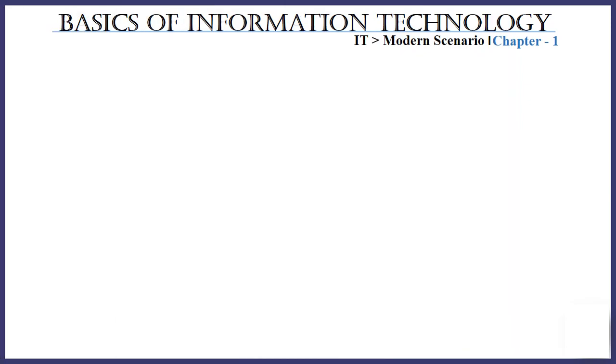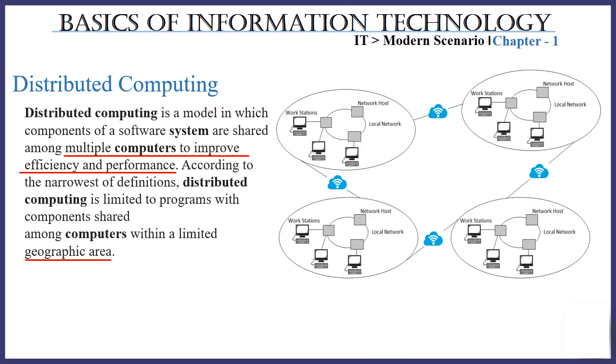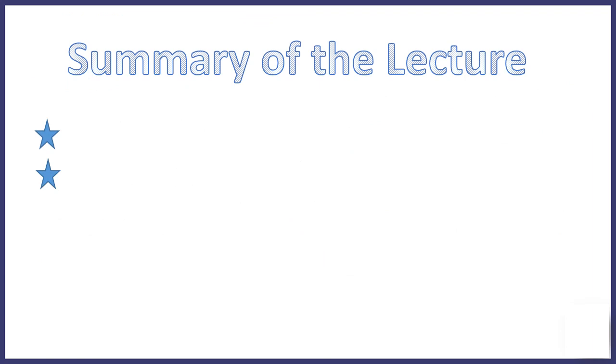The last field that we will discuss is distributed computing. Distributed computing is a model in which different software is shared among multiple computers to improve efficiency and performance. This model is basically limited to a geographic area. In the diagram, you can observe different setups or workstations shared with one another to increase the performance of the network. This way, we have better and more efficient collaboration with one another, due to which better communication can be established.